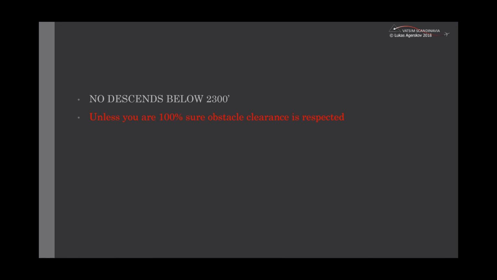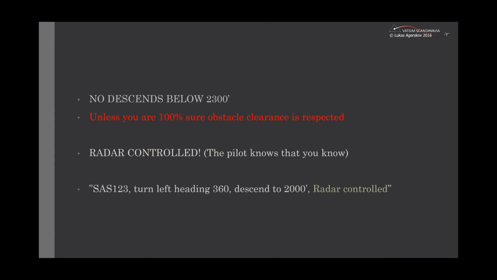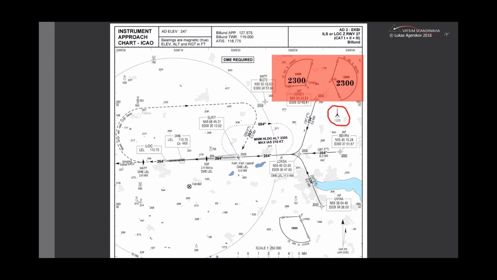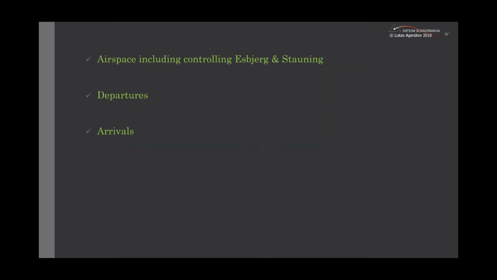Another thing, just a small phraseology thing: if you decide to set them below the MSA, especially in Billund, normally the procedure is radar controlled. It tells the pilot that you know he's below the MSA and you will take care of it. For example: Scandinavian 123, turn left heading 360, descend to 2,000 feet, radar controlled. The reason for this, just so you know, is because of the very high TV mast at a detouring VFR point. So now you know where it is. That's it.